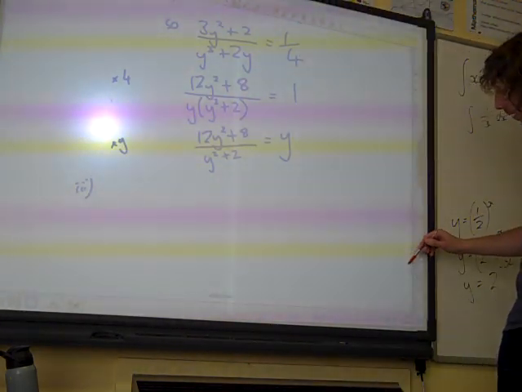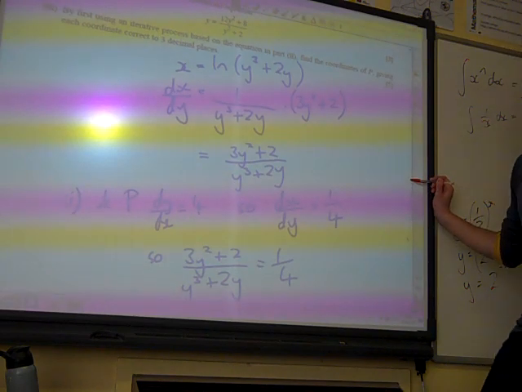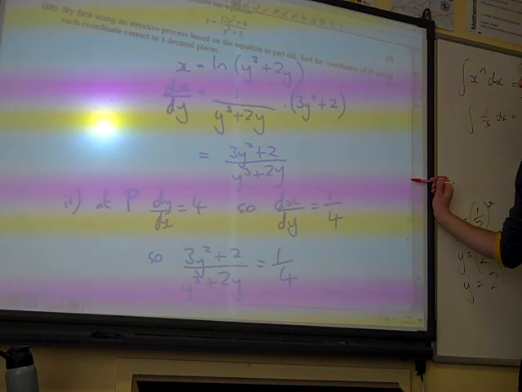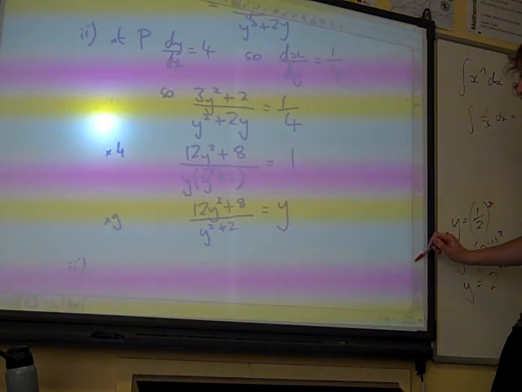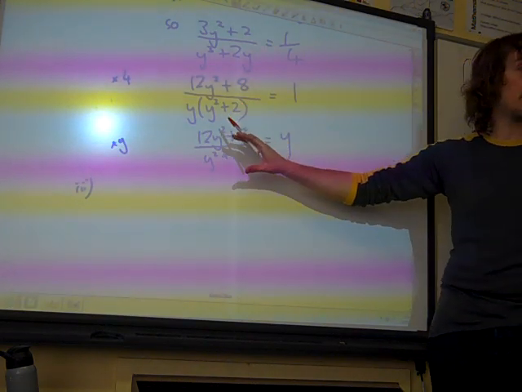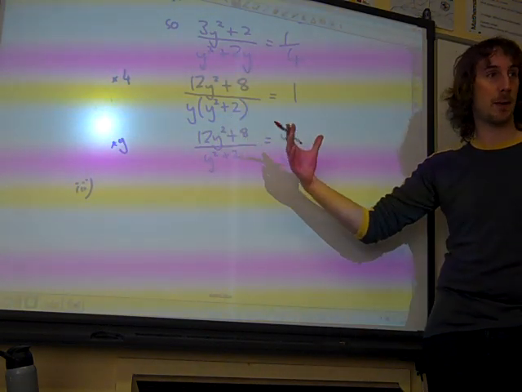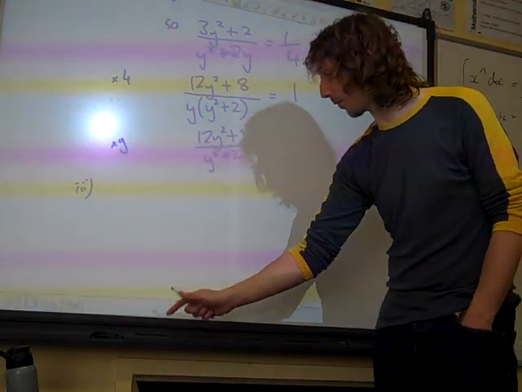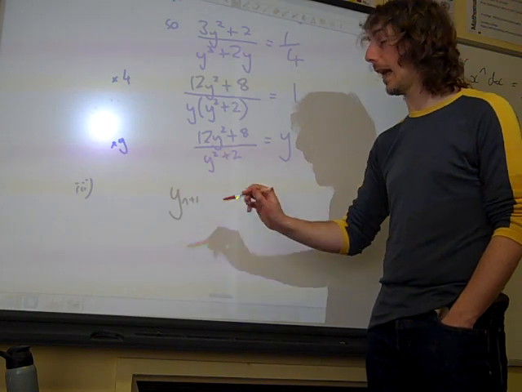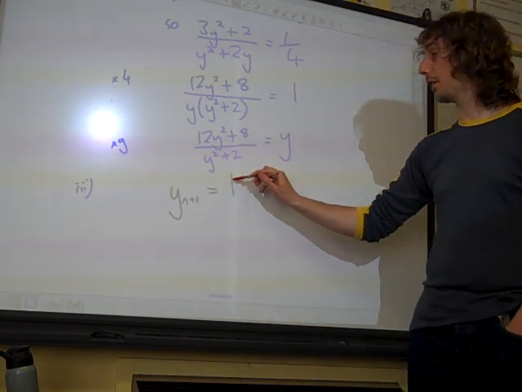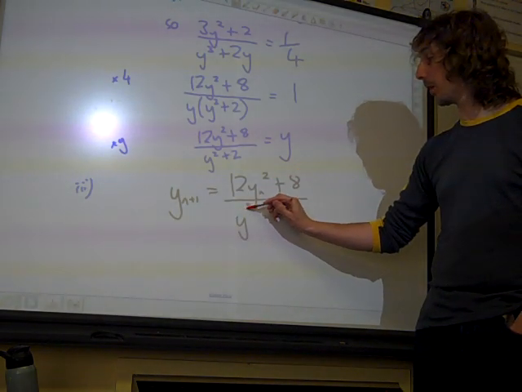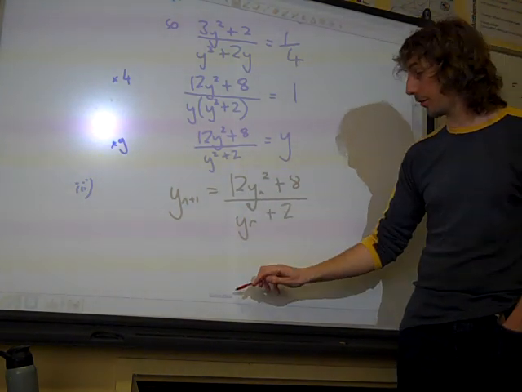Part 3 asks us, by first using an iterative process based on the equation in part 2, to find the coordinates of P, giving each coordinate correct to 3 decimal places. Well, this is basically to say we know that y at P satisfies this equation. Turn it into an iterative process. So we want to write this as y n plus 1 is 12 yn squared plus 8 over yn squared plus 2.